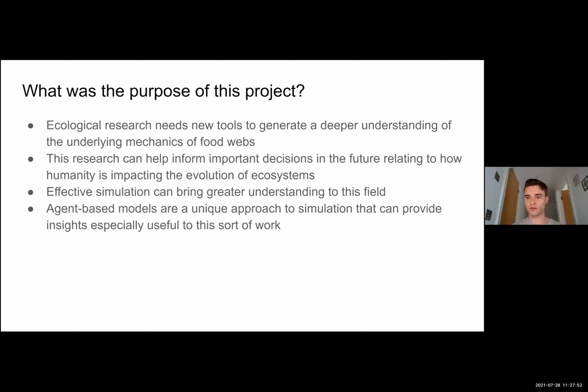So what was the purpose of this project? Ecological research needs new tools in order to generate deeper understanding of the underlying mechanics of food webs. And this is important research because its impact can reveal how humanity is impacting the evolution of ecosystems. An effective simulation can be a very useful tool for revealing these underlying mechanics and how it's all working. And agent-based modeling in particular represents a more insightful approach to this simulation.